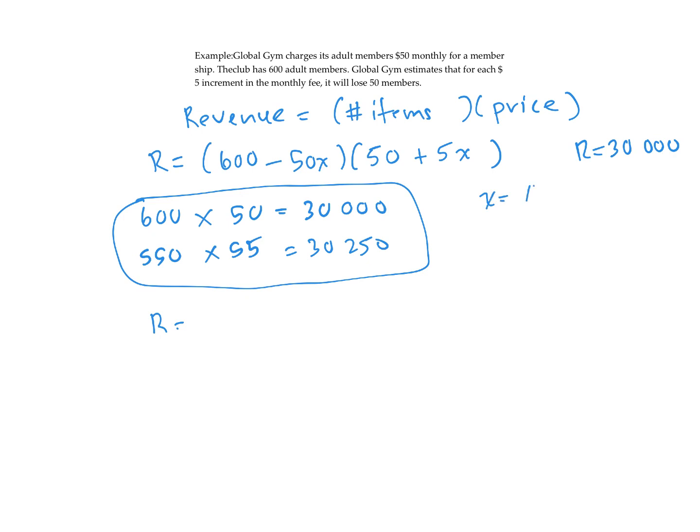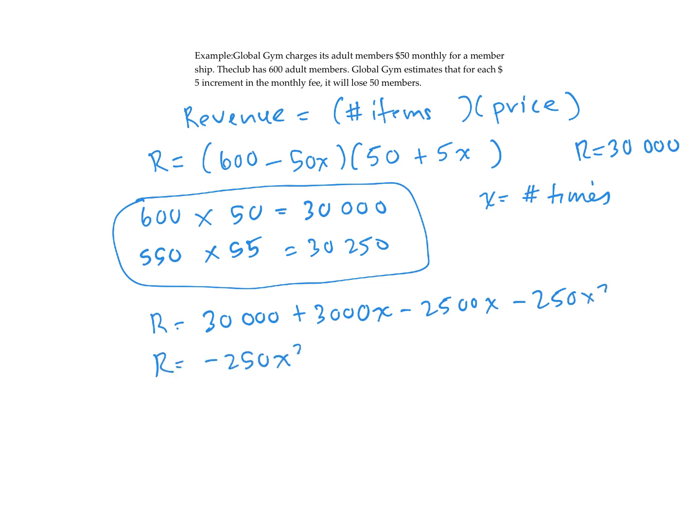So x is the number of times we will change the price. So we're going to expand 600 times 50, 600 times 5x, negative 50x times 50, and then negative 50x times 5x is negative 250x squared. So we'll put the x squared at the front. We'll add the middle terms. It's 500x.